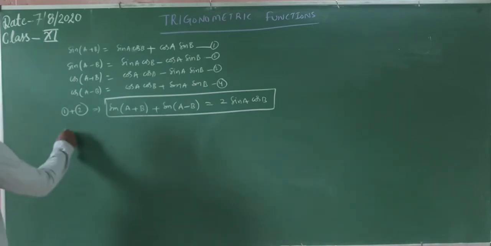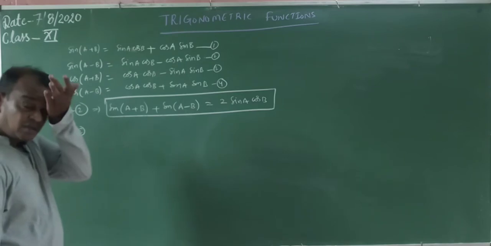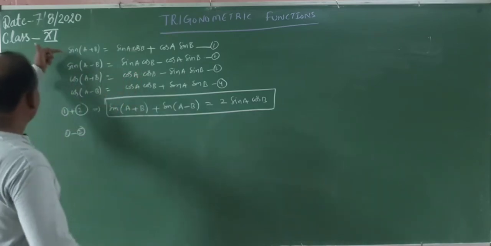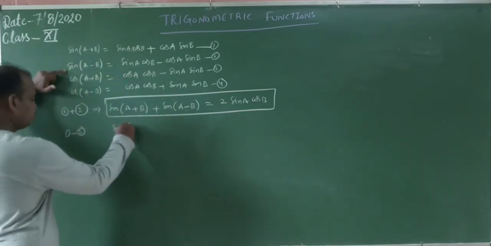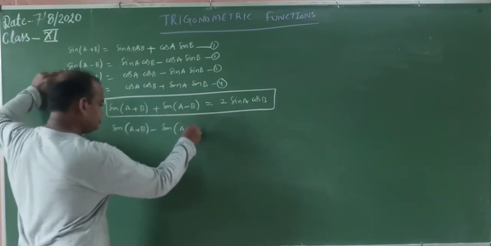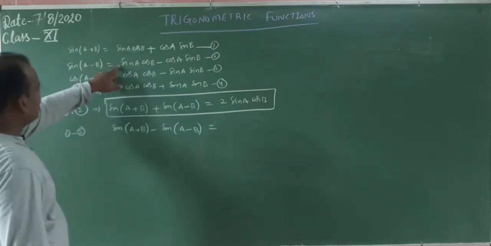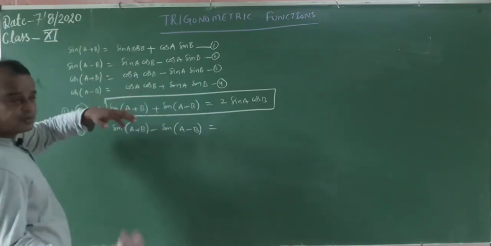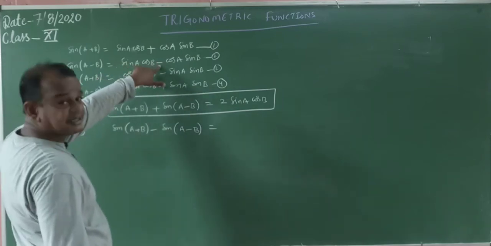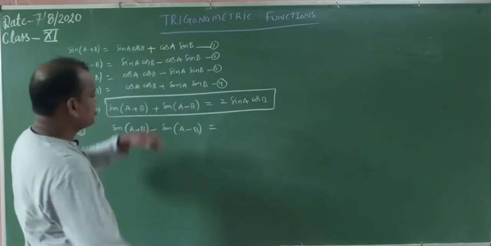Understood? Now 1 minus 2, subtraction. This one minus this one. What happened? Sin of A plus B minus sin of A minus B. Here minus, subtraction, so the symbols must be changed. This is minus, this is plus. These two are cancelled. Cos A sin B plus cos A sin B, 2 cos A sin B.